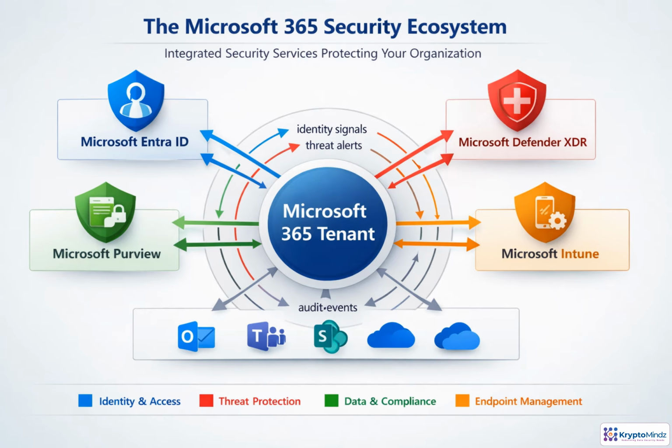Microsoft 365 security spans several connected services. Entra ID controls who can sign in, under what conditions, and with what risk. Defender XDR watches for attacks and connects alerts across identities, endpoints, email, and apps. Purview protects and governs information, while Intune enforces device compliance and configuration. Exchange, Teams, SharePoint, and OneDrive are where users actually work, so those workloads need their own hardening. The key is integration. Signals flow between services, and those signals drive stronger controls across the tenant.